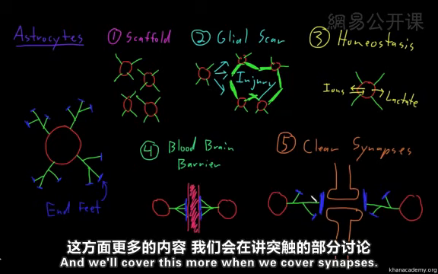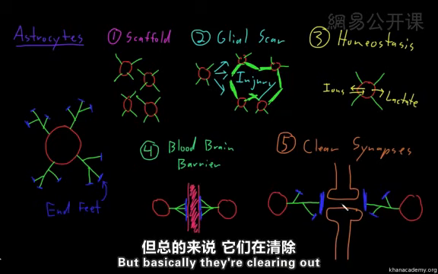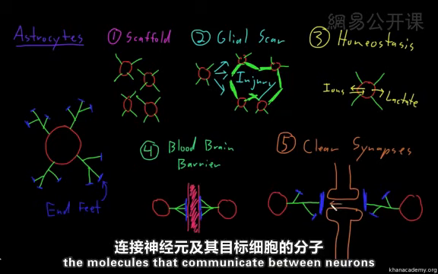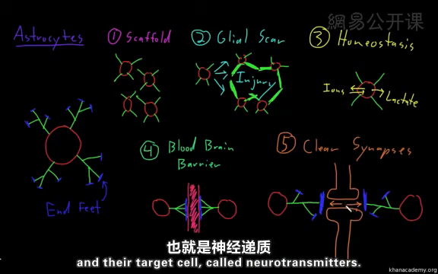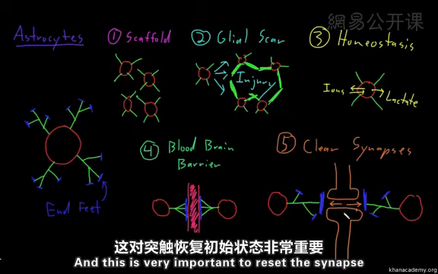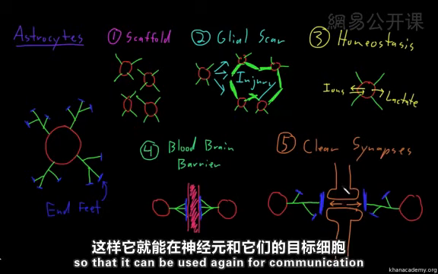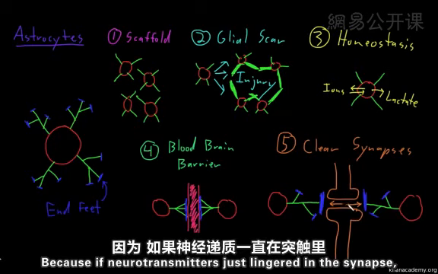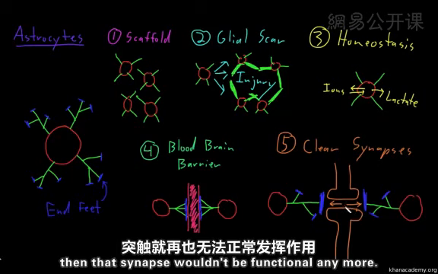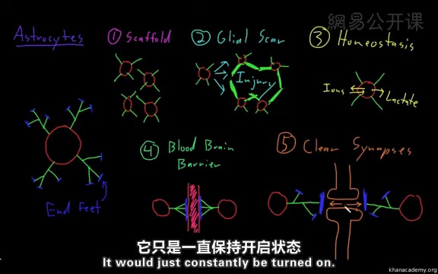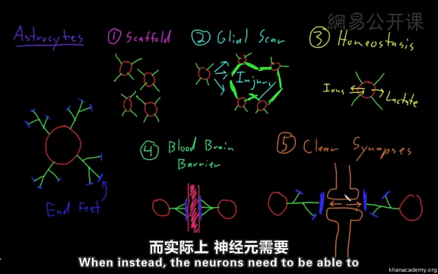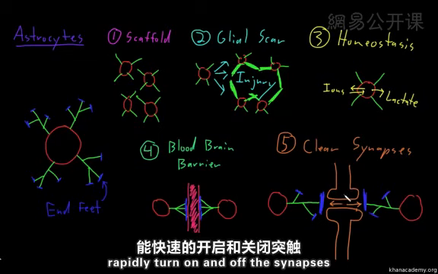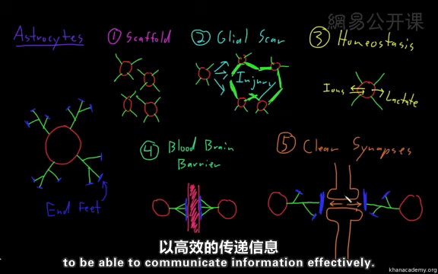We'll cover this more when we cover synapses, but basically they're clearing out the molecules that communicate between neurons and their target cell, called neurotransmitters. And this is very important to reset the synapse so that it can be used again for communication between the neuron and its target cell. Because if neurotransmitters just lingered in the synapse, then that synapse wouldn't be functional anymore. It would just constantly be turned on, when instead the neurons need to be able to rapidly turn on and off the synapses to be able to communicate information effectively.